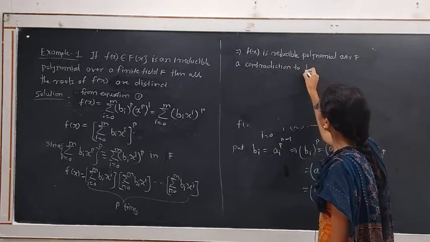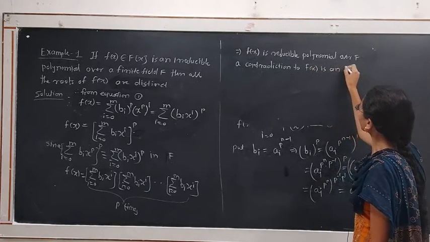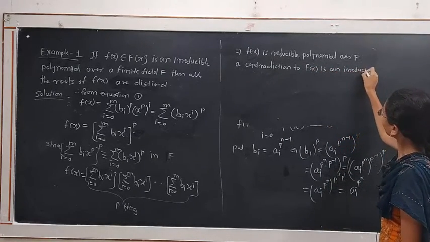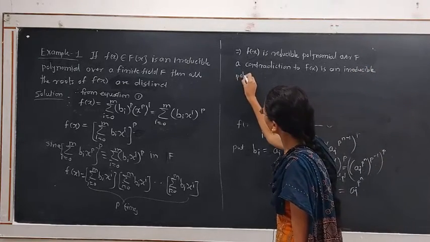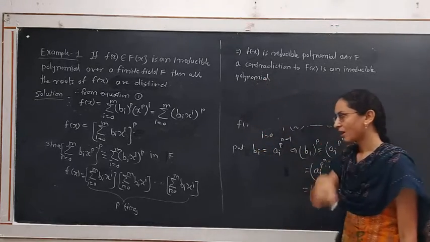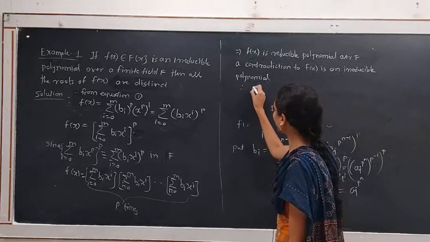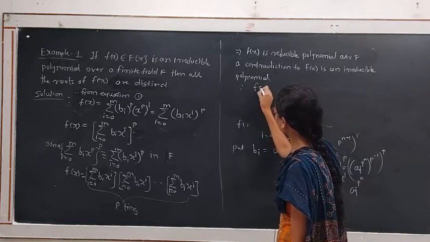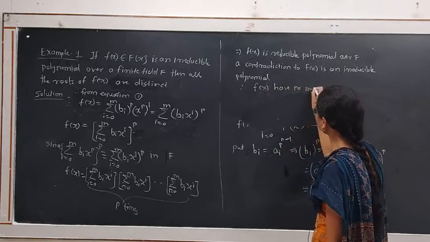A contradiction to f(x) being an irreducible polynomial. Hence, our assumption that f(x) has multiple roots was wrong. Therefore, f(x) has no multiple roots.